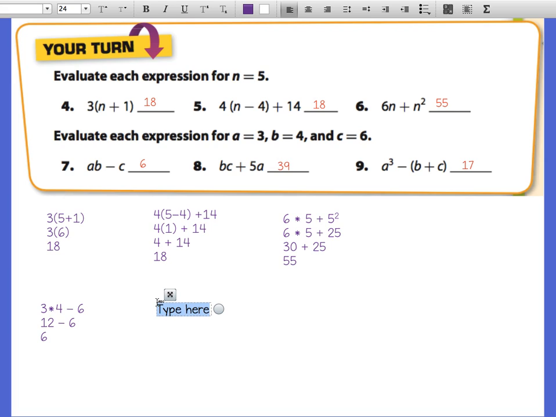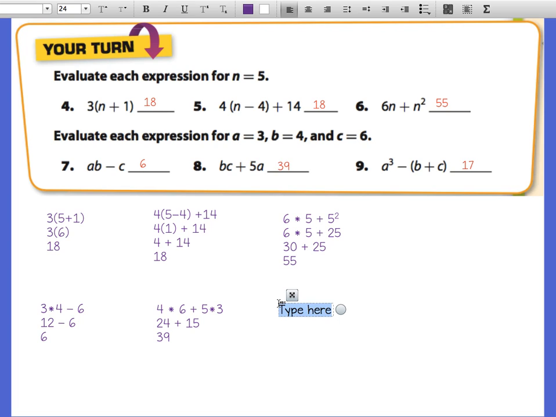B times C, well, B is equal to 4 times C, which is equal to 6, plus 5 times A, and A is equal to 3. Notice, I set it all up before I start trying to solve. Here I get 24 plus 15. 24 plus 15 gives me 39.